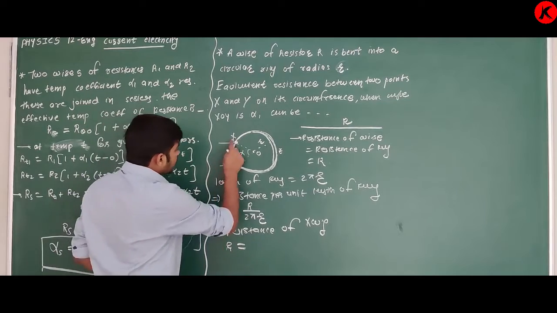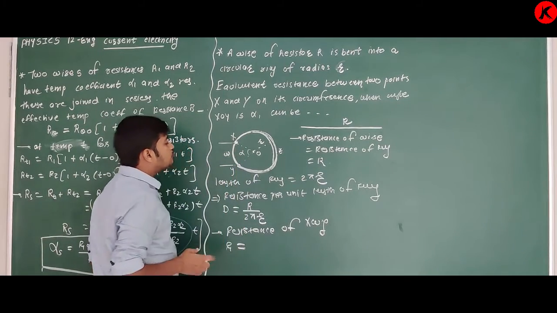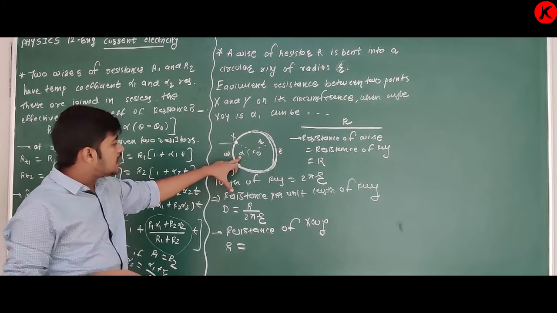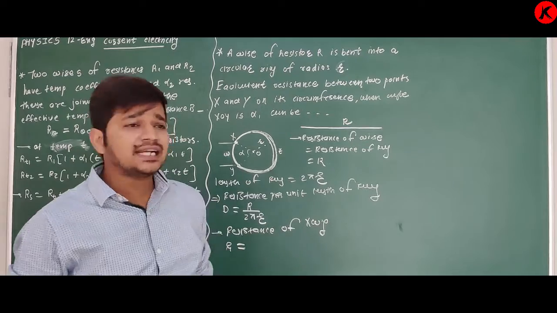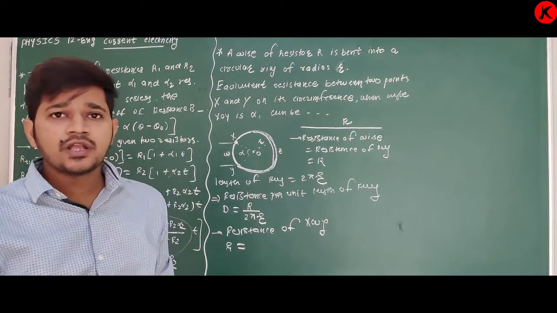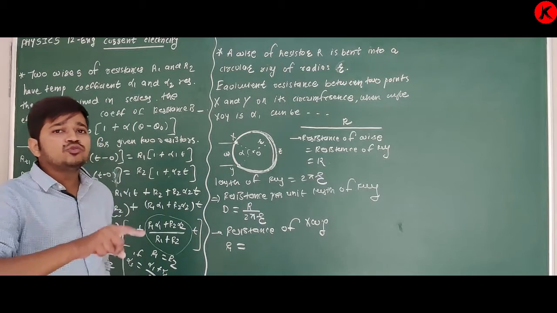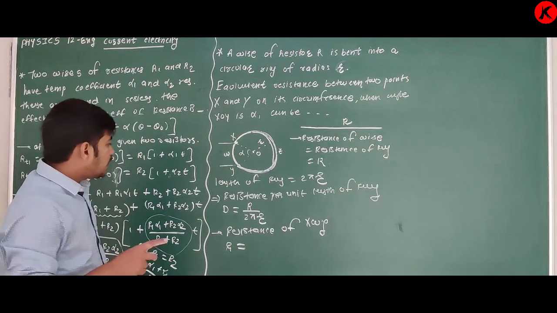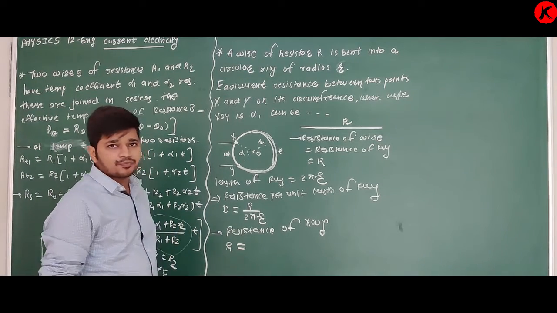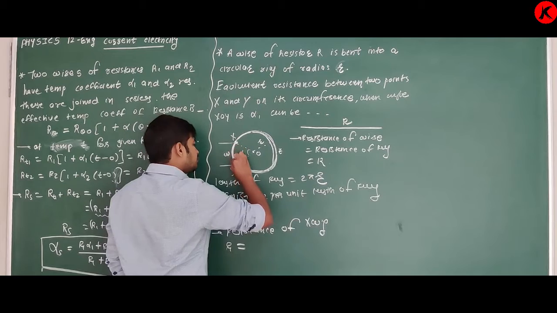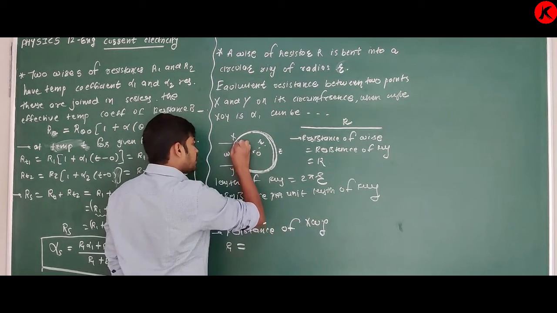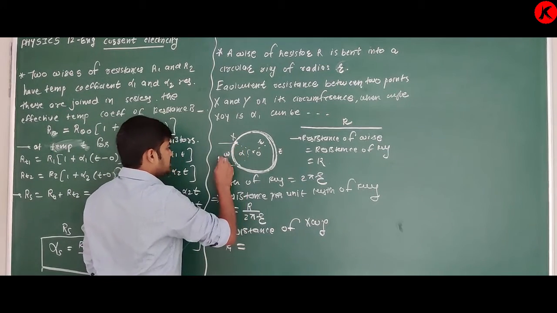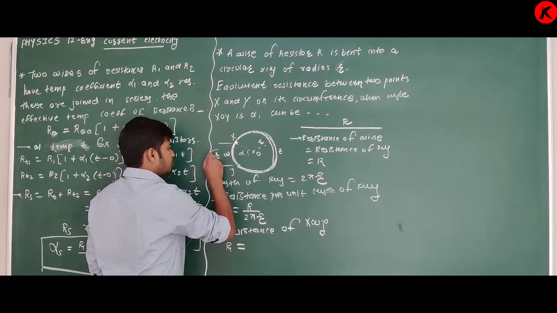See, this XWY subtends angle alpha at the center. You know one definition: angle is equal to arc upon radius. So arc is equal to angle into radius. What is the length of this XWY? You can say it is alpha into R.